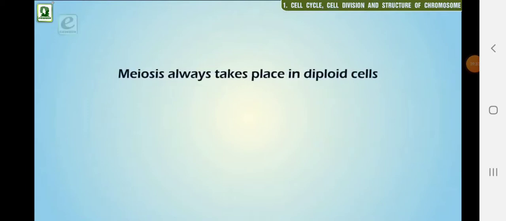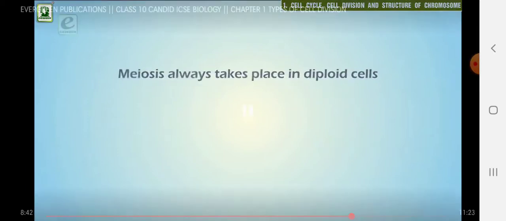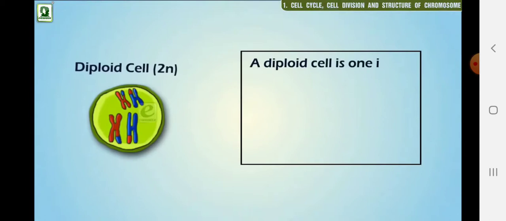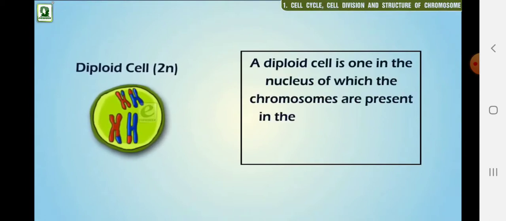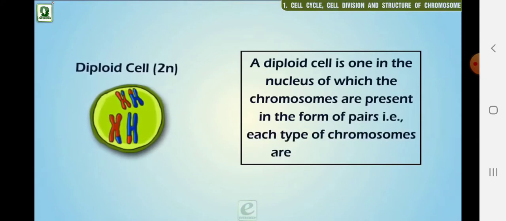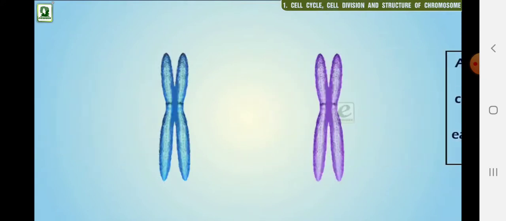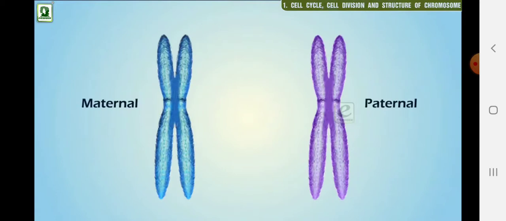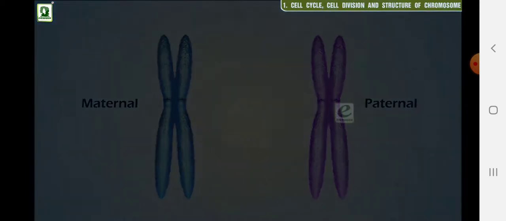Meiosis always takes place in diploid cells. A diploid cell is one in the nucleus of which the chromosomes are present in the form of pairs. That is, each type of chromosome is 2 in number. One is maternal and the other is paternal.